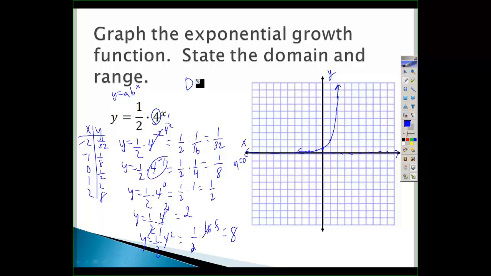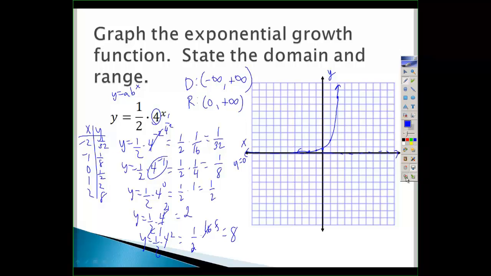The domain, anything x can be, goes forever to the left and forever to the right, so I'm going to say it goes from negative infinity to positive infinity. The range: the lowest point on the range is 0, and the highest point is positive infinity. It's never going to go below 0, so I want to use 0 as a boundary but not include it, so I'm going to put a parenthesis, and it goes up forever to positive infinity. All right, so there's 2 examples.